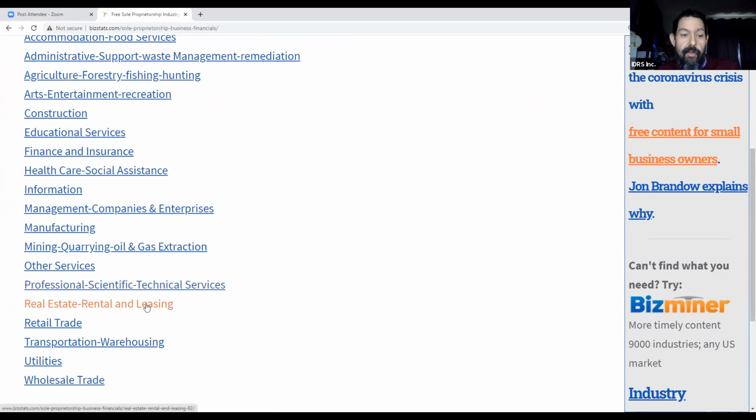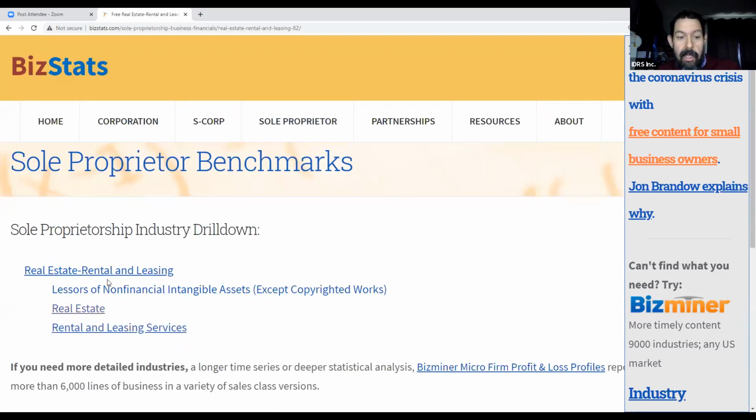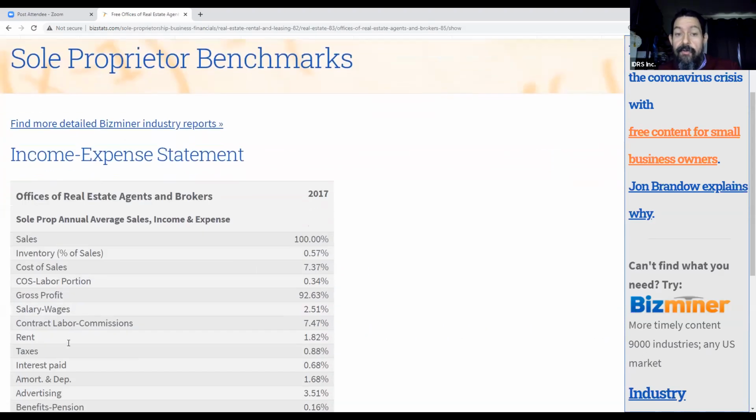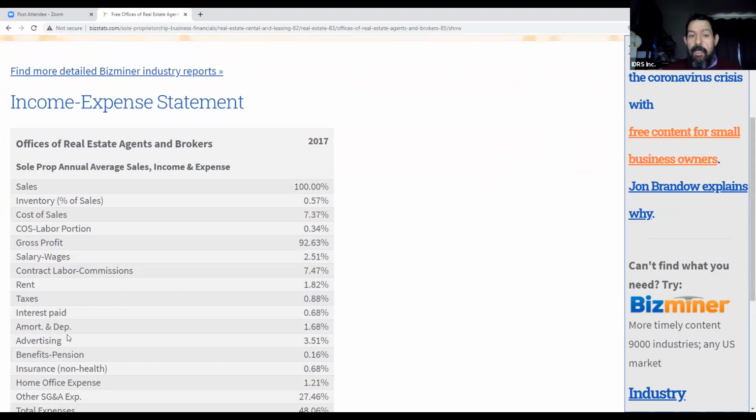I'm going to go down here to real estate. And then here they have offices of real estate agents and brokers. Now this is the office, so this isn't specifically for an individual real estate agent, but let's say you were a broker and you were starting your office. So what they do is they give you percentages based on sales.